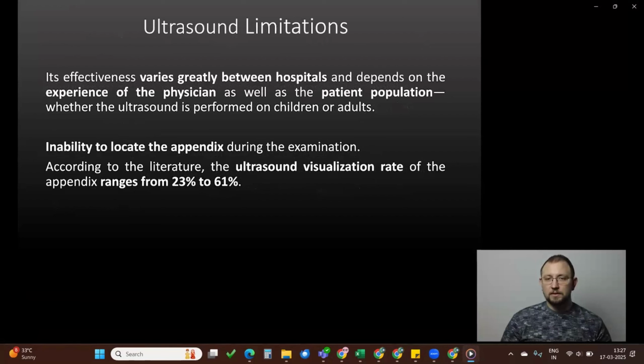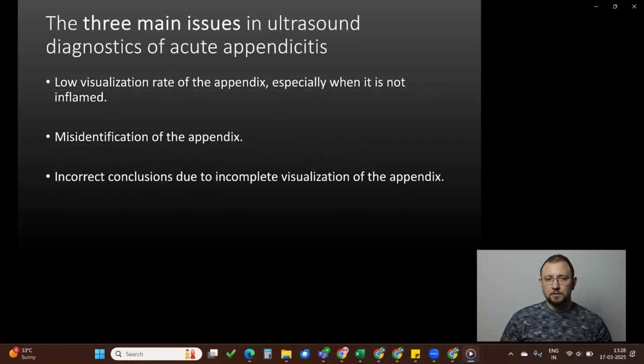Its effectiveness varies greatly between hospitals and depends on the experience of the physician as well as the patient population, whether the ultrasound is performed on children or adults. One of the biggest drawbacks of ultrasound is the inability to locate the appendix during the examination. According to the literature, the ultrasound visualization rate of the appendix ranges from 23 to 61%.